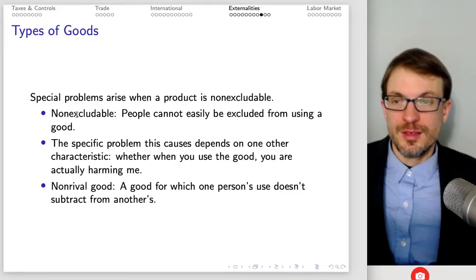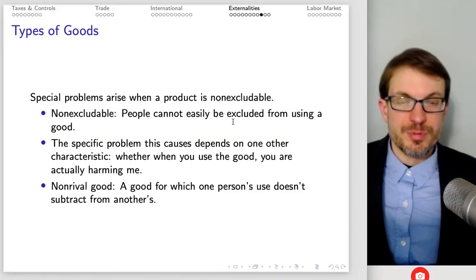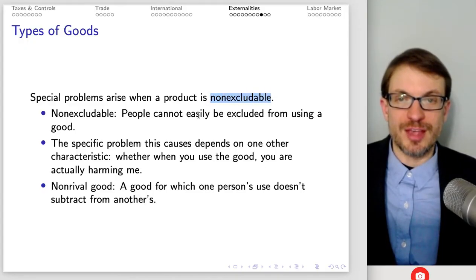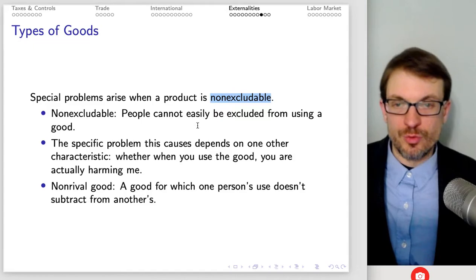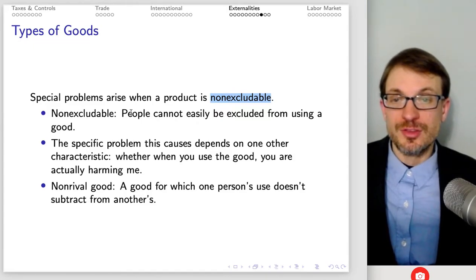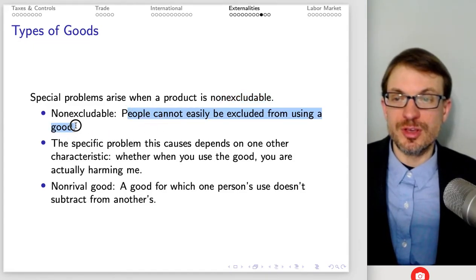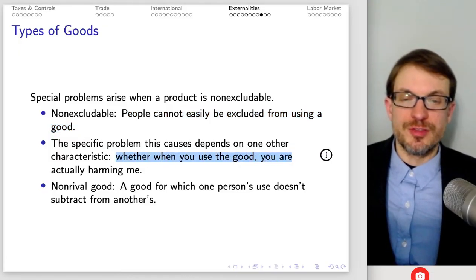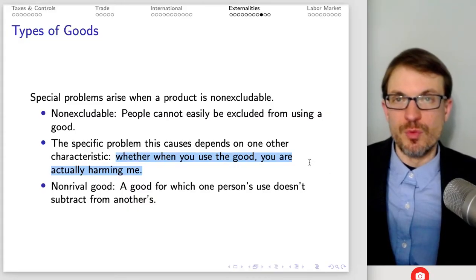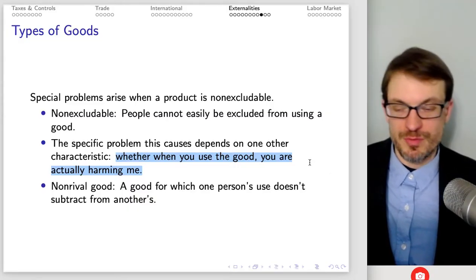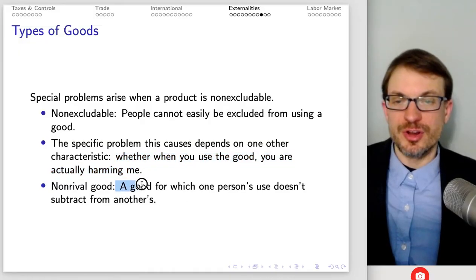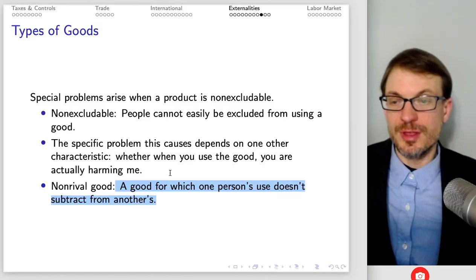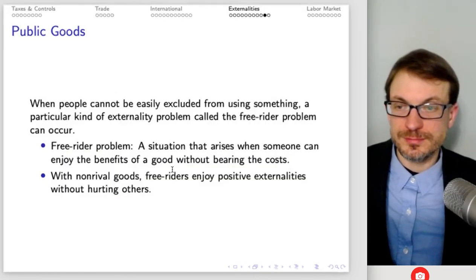All right. So special problems arise when the product is non-excludable. Non-excludable means you can't limit who has access. This would be like groundwater or the air or something like that. So people can't be easily excluded from using the good. The problem is, well, if it's the situation where the good is also rival, so one person's use also affects how much remains for other people. A non-rival good is one where one person's use doesn't diminish how much remains for other people. A rival good is one where it does.